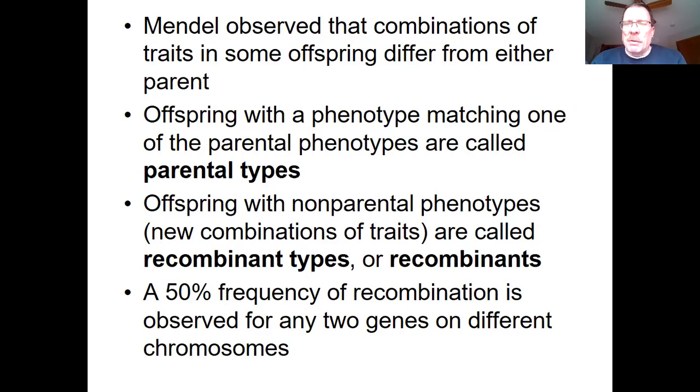Remember, Mendel observed combinations of traits in some offspring different from either parent. So, terminology here: offspring with the phenotype matching one of the parents are called parental. Offspring that do not are called recombinants. And you would always see a 50-50 frequency of recombination for any two genes that are on different chromosomes. You got a 50-50 shot.